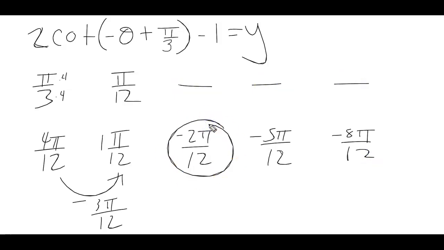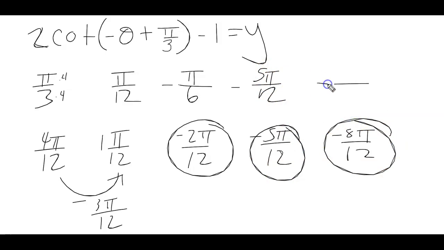This one reduces to be -pi over 6. This one does not reduce, so it's going to stay the same. And this one reduces to be 2 pi over 3.